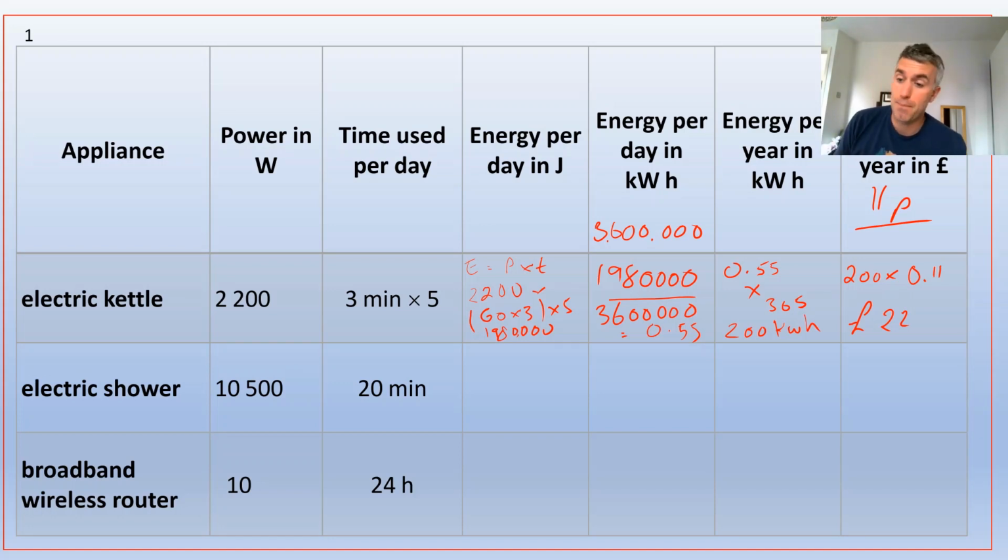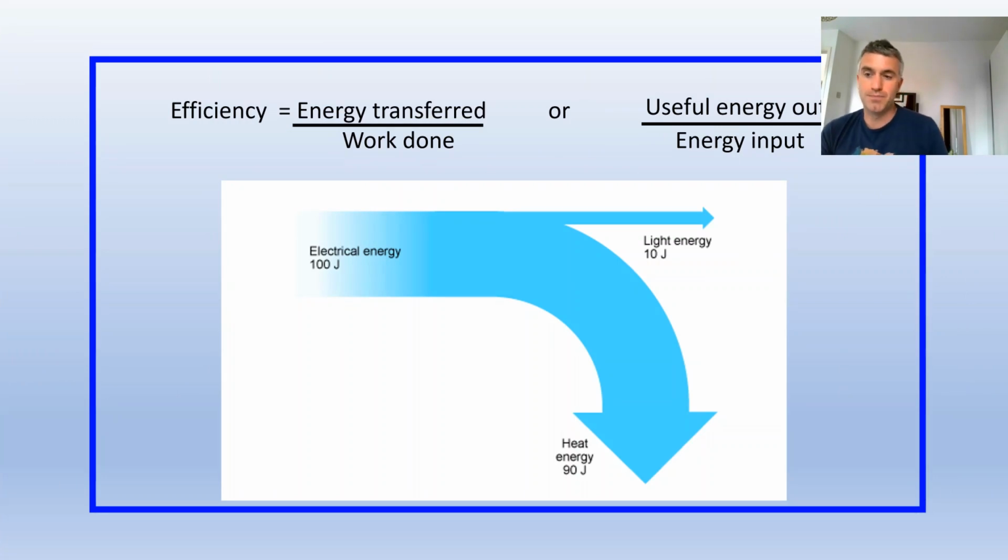Can you do the same for the next two? One is a very, very high power usage device, an electric shower. The other one, an incredibly low usage device, your broadband router. So do exactly what I've done for the electric shower and the broadband router and work out how much it costs for each of them. Pause, fill in those, and then unpause when you're done.